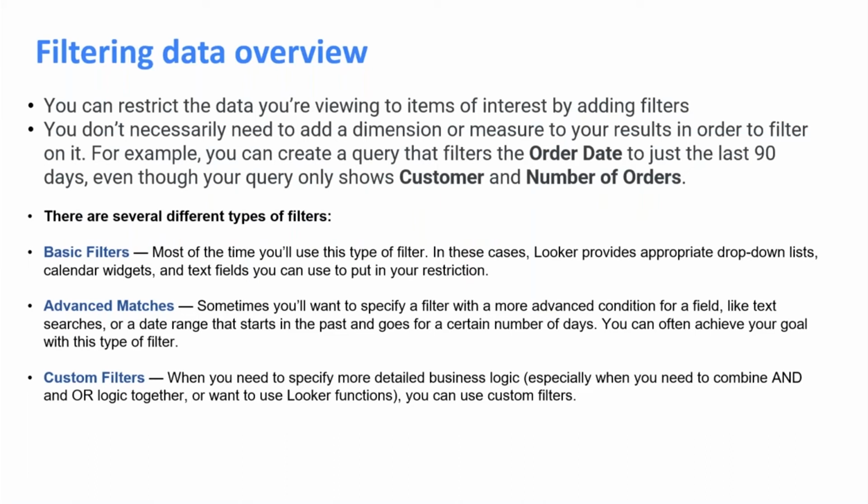For example, you can create a query that filters the order date to just the last 90 days, even though your query only shows customer and number of orders. It is like select customer and number of orders from order table where order date is within the last 90 days from the current date. We are not pulling out order date in the display section, but we are only pulling out customer and number of orders. This was the main point to be displayed here.